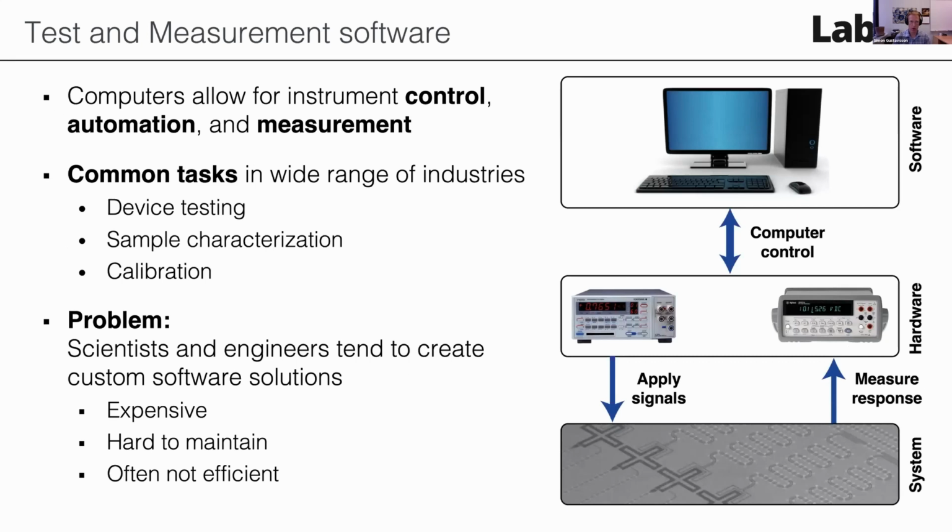So in general, test and measurement software is used to control, automate, and perform experiments in the lab. This is a pretty common task for a wide range of industries, going from device testing, calibration, and characterization of devices, for example. A general problem is that people who do these experiments tend to write not the best code. So you get situations where you have code bases that are difficult to maintain or often not the most efficient.